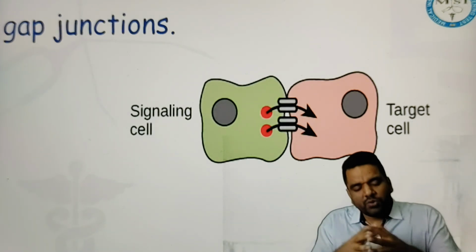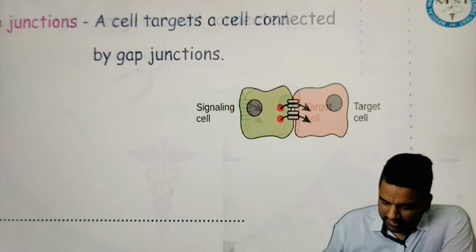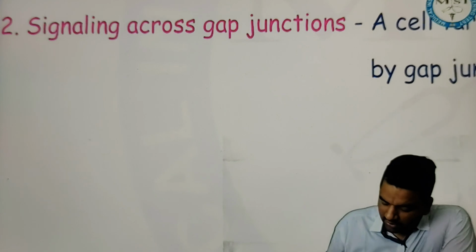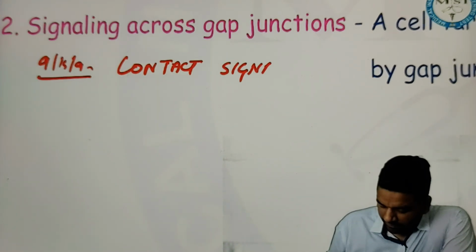So when 2 cells are very close to each other, they can talk via the gap junction, and this gap junction signaling we also call contact signaling. So this is signaling across the gap junction. This is also known as contact signaling.